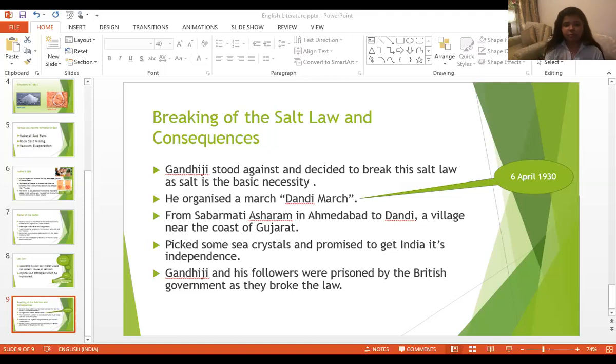Packed. Packed means wrapped, or put into a container, like your lunch being packed by your mother or your father in a tiffin box or in wrapping paper, right? So that's the meaning of packed. Okay, let's go ahead.